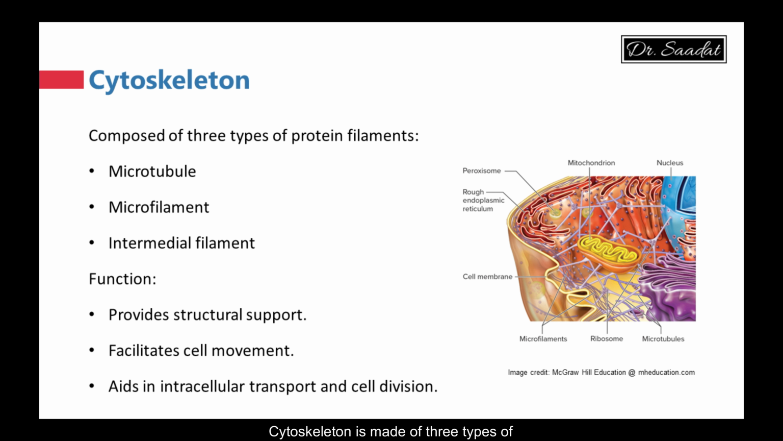Cytoskeleton is made of three types of protein filaments, which are microtubules, microfilaments, and intermediate filaments. These three components work together to achieve the function of the cytoskeleton.